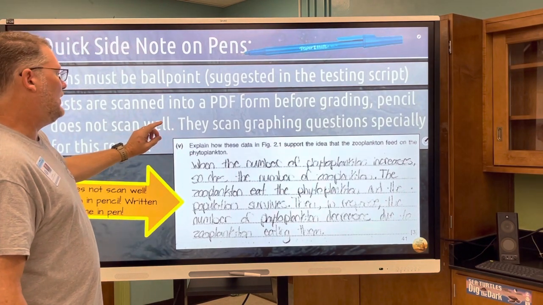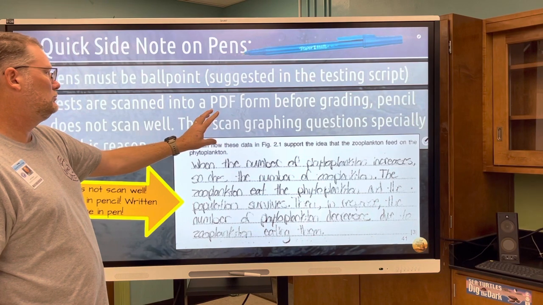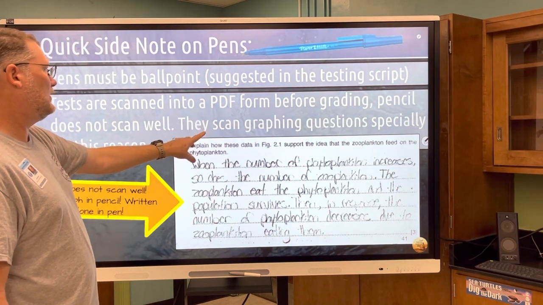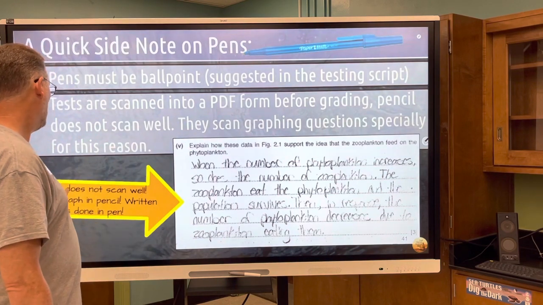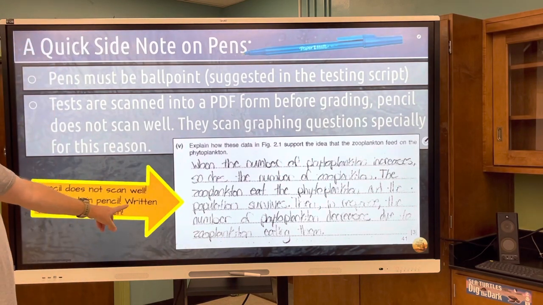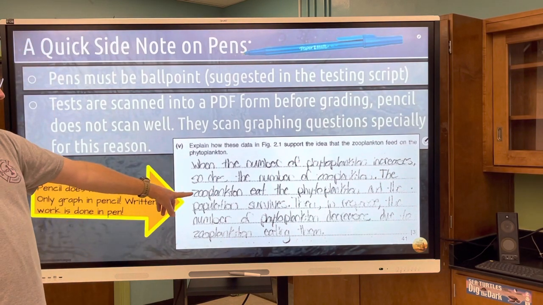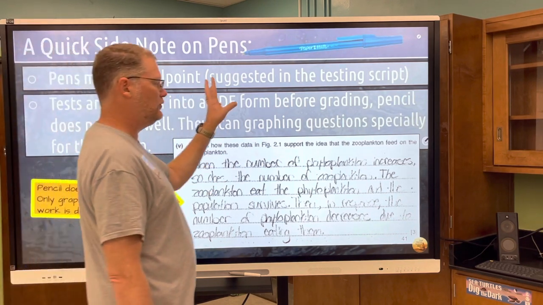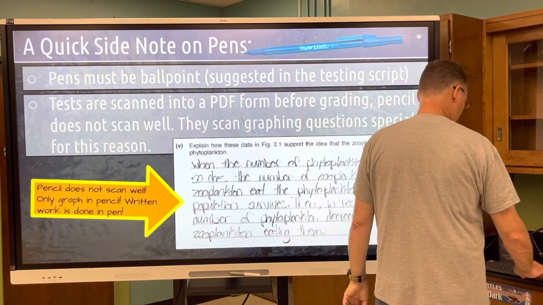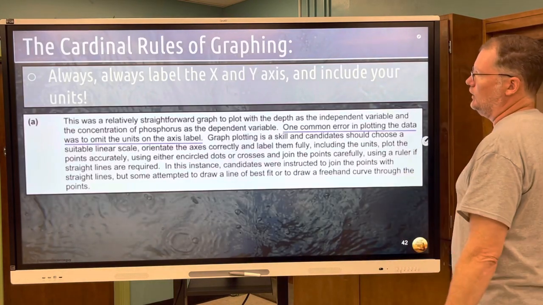So they scan graphing questions specially for this reason. So see, this is pencil on written answers. That's why you have to do pen only. But on the graphs, they use a special scanning procedure just for the graphs, okay?